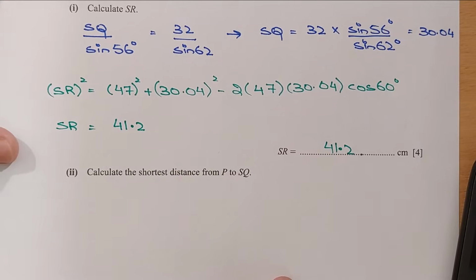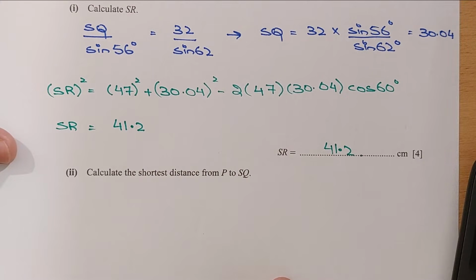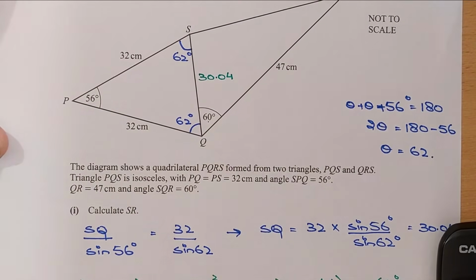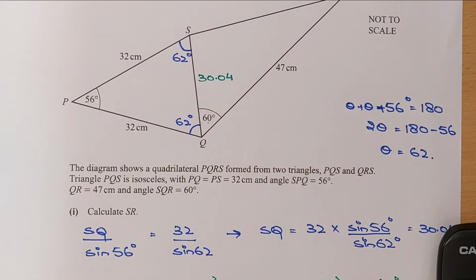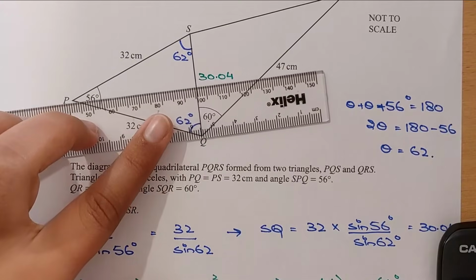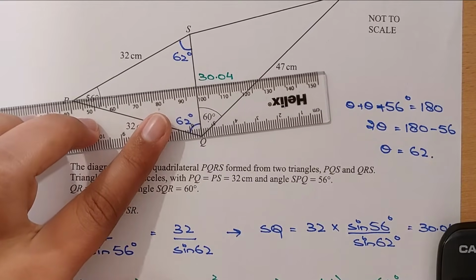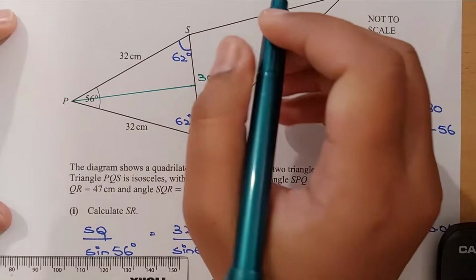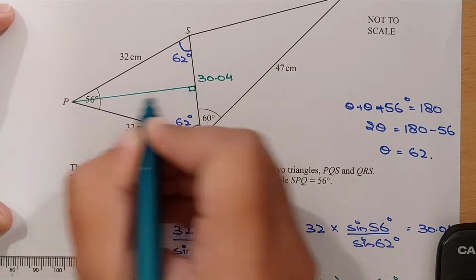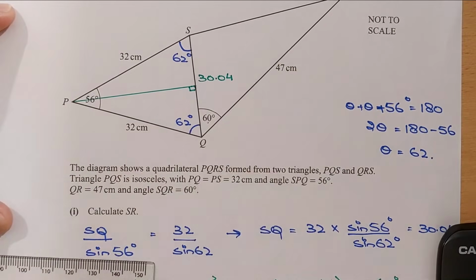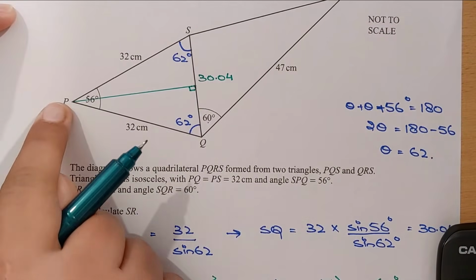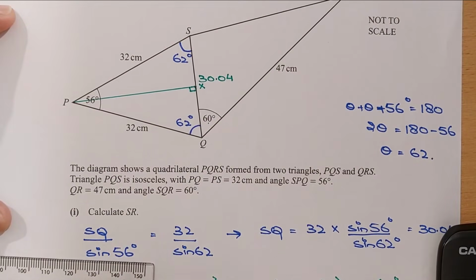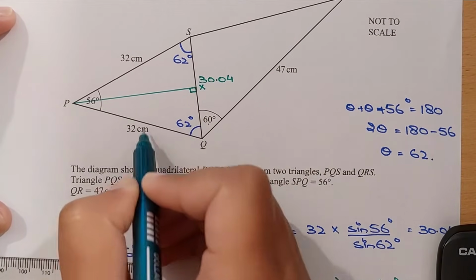Now for the second part, calculate the shortest distance from P to SR. So we have P over here and SR. The shortest distance is always a perpendicular distance, right? So we basically have to draw the perpendicular line from P to SR. Let's say this is a perpendicular line, so this is 90 degrees. We have to find the length of this line. Considering this angle PQ, and let's say this is X here, this is a right angle triangle, we have this angle and we have this side.